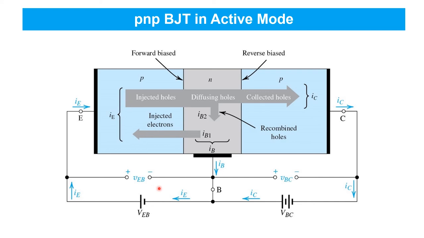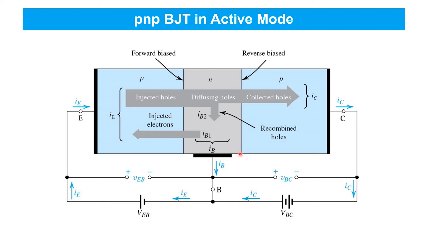So again, the other main difference here is that because the polarity of the emitter base junction is reversed, the polarity of the base emitter voltage has to be reversed in order to forward bias it. So here you see the base is at a lower voltage than the emitter in order to activate the transistor. But again, the principle is the same. This junction has to be forward biased.